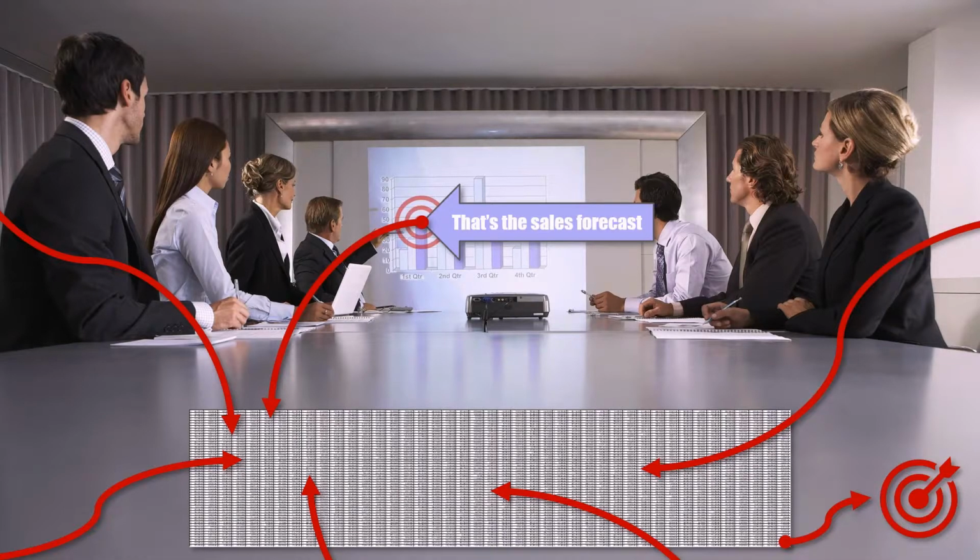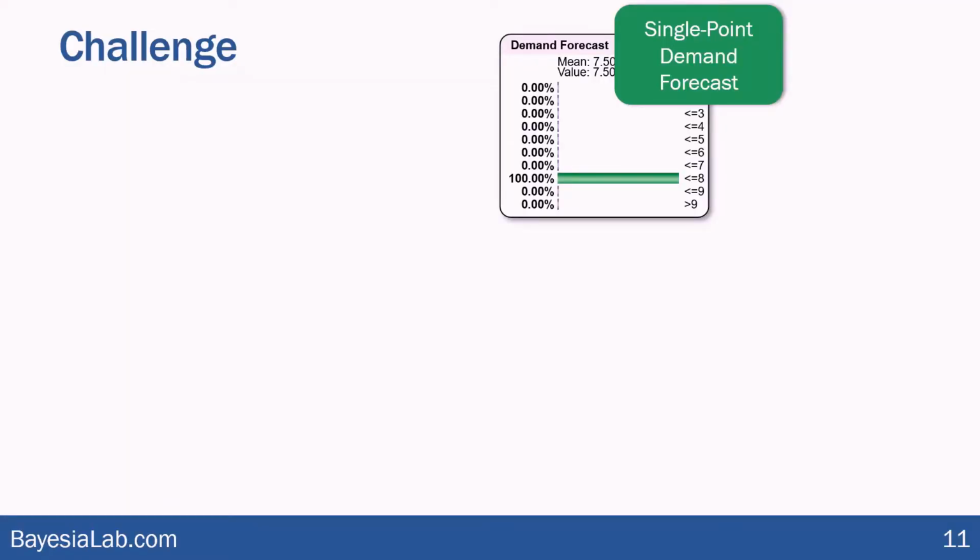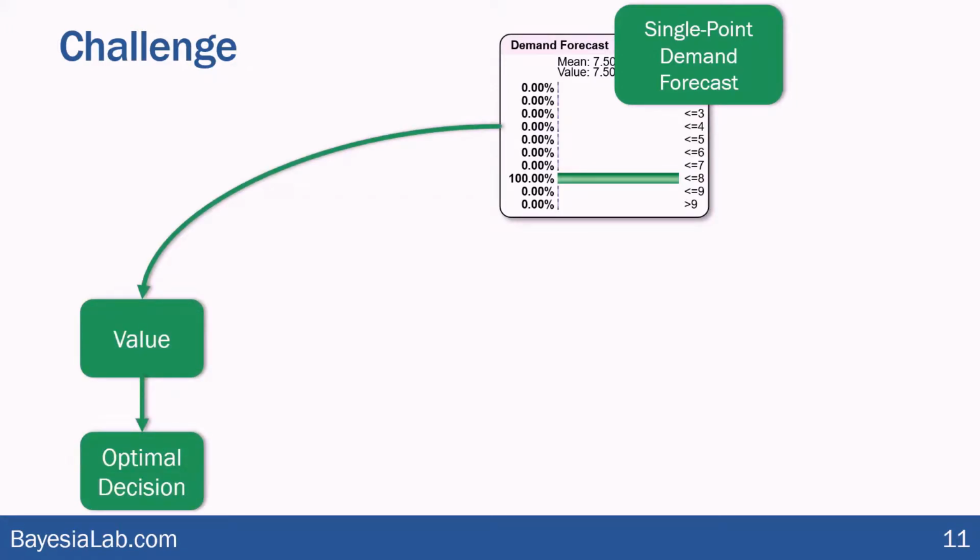So what's the problem here? What is the challenge with that? The problem is that even if such a single point forecast is correct on average, let's say we are expecting to sell 8 units a day, on that value we can certainly make an optimal decision. We can plan for that.